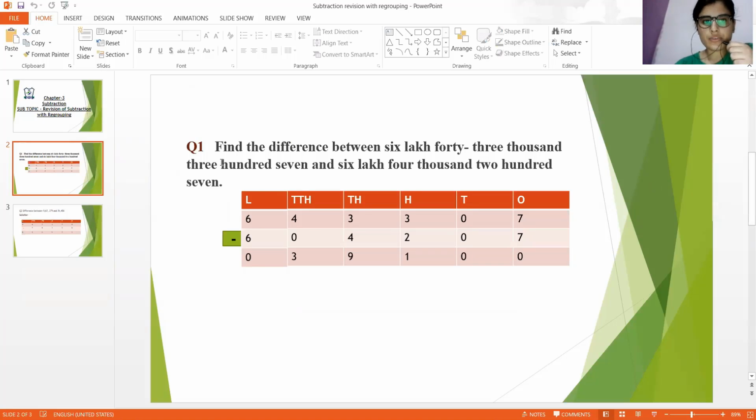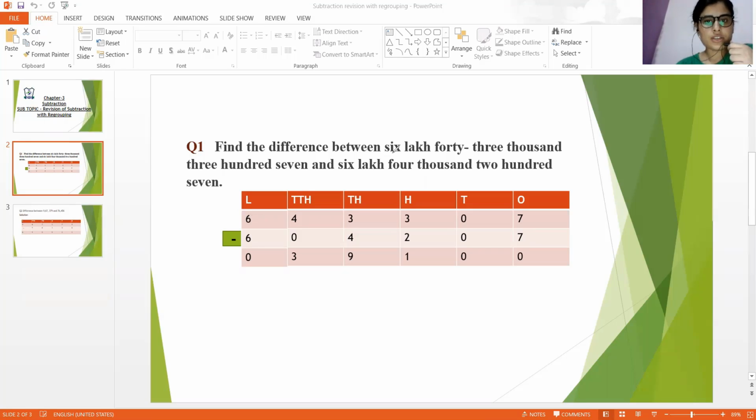What is written over here? Find the difference between 6,43,307 and 6,04,207. What we need to do in this question, first, we need to write the number first because it is written in word form. So we will write the word form into numbers form.